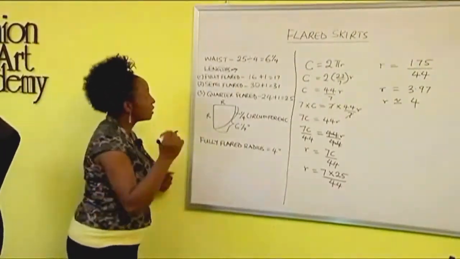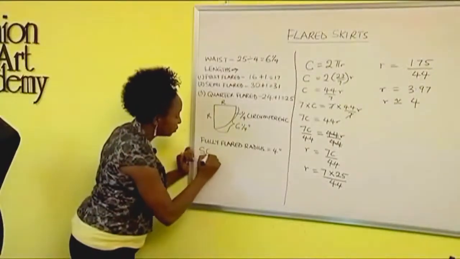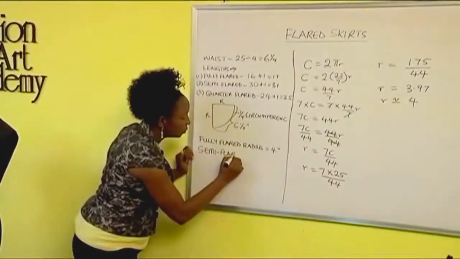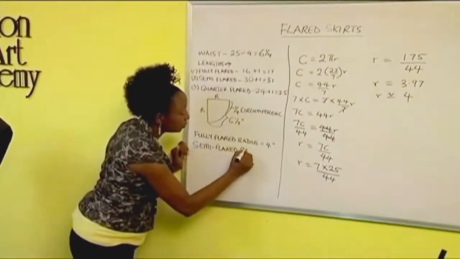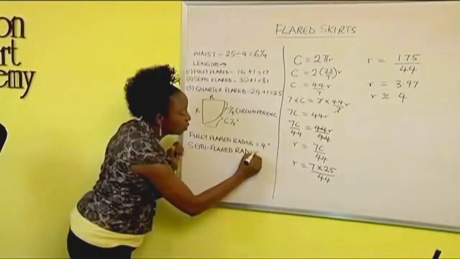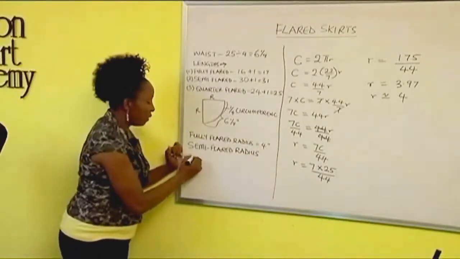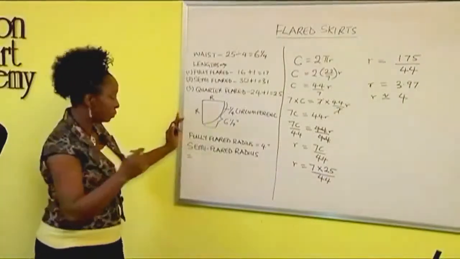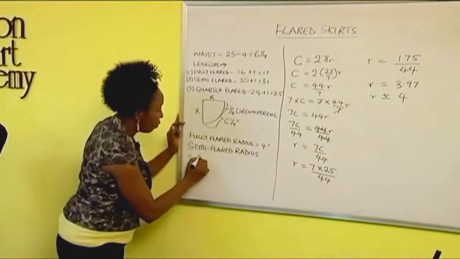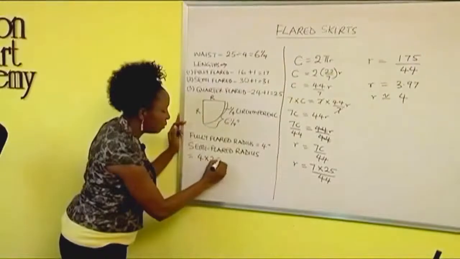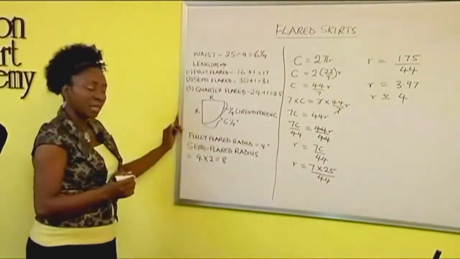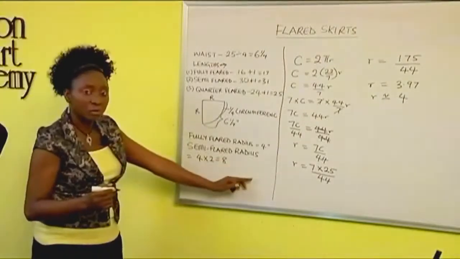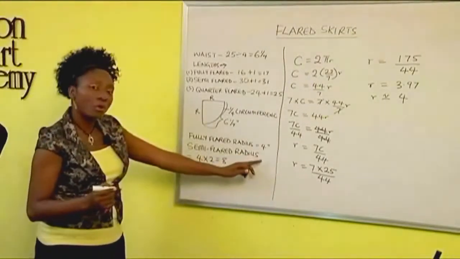So for our semi-flared radius, what I would do is take this 4 inches I have here, and all I do is multiply it by 2. That's 4 times 2, which gives me 8. That's what I'm going to use. I'm going to use 8 inches for my semi-flared radius. I'm not going to use 4 inches.